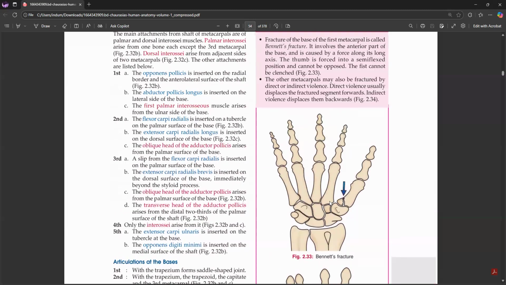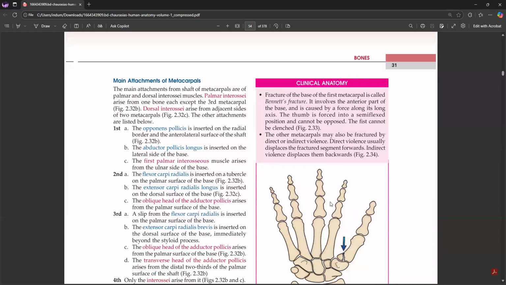Clinical anatomy. Fracture of the base of the first metacarpal is called Bennett's fracture. It involves the anterior part of the base and is caused by a force along its long axis. The thumb is forced into a semi-flexed position and cannot be opposed. The fist cannot be clenched.